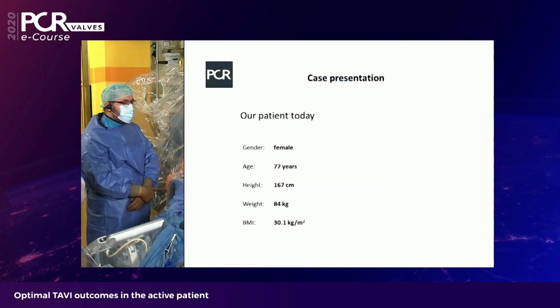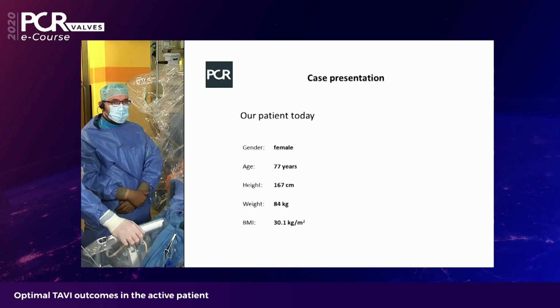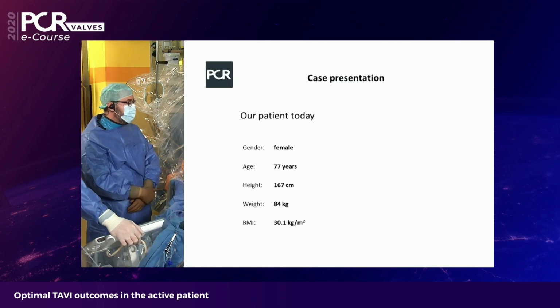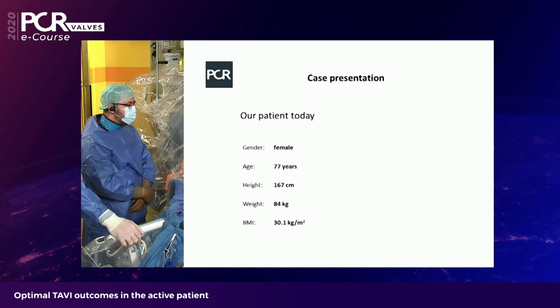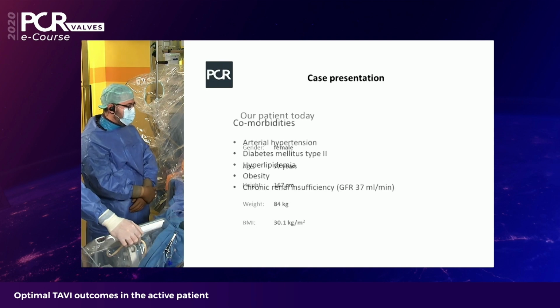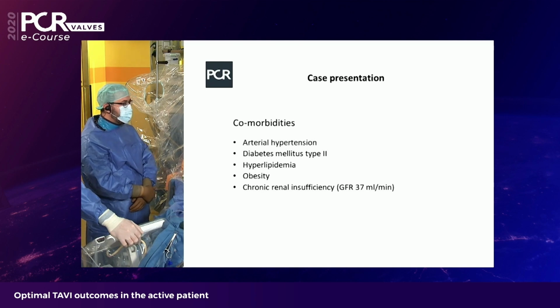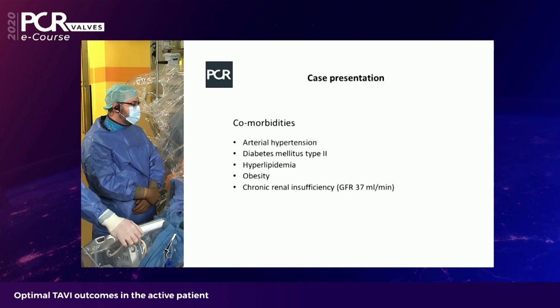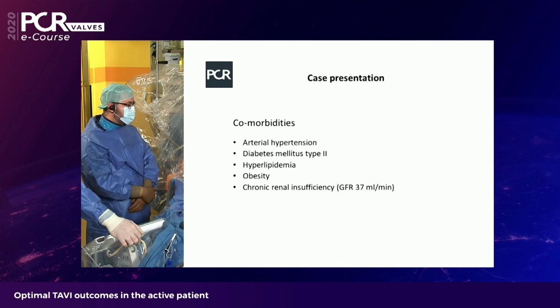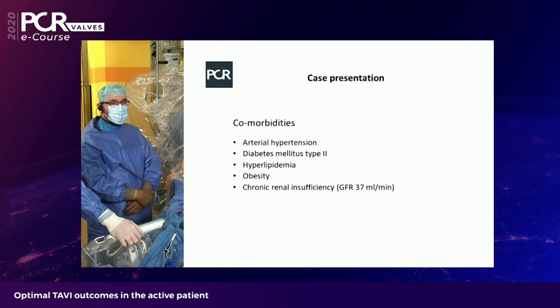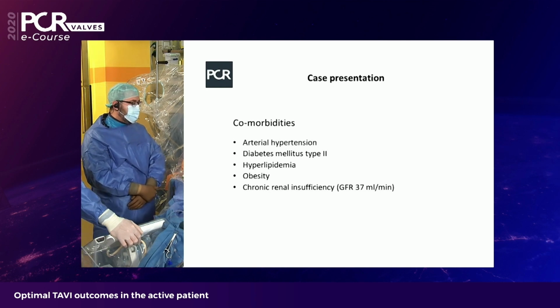So the session is on optimal outcome of TAVI in the active patient. And our patient today is a female patient. She's 77 years old. You can see here that she's a little bit overweight with a body mass index of around 30. She has some comorbidities. So she's hypertensive. She has a known diabetes mellitus. She's hyperlipidemic, and we talked about the overweight. And she also has some chronic renal insufficiency, which is probably secondary to her cardiovascular comorbidities.